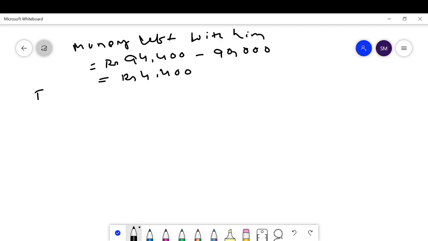Then here another question is asked. The SI on a sum of money of 5 years is 4 upon 5 of the sum itself. Find the rate of interest. First try to understand the question. Simple interest on a sum of money of 5 years is 4 upon 5 of the sum itself. Means the simple interest is 4 upon 5 of the principal.